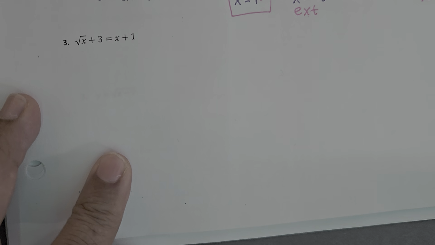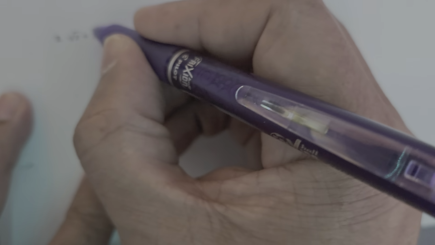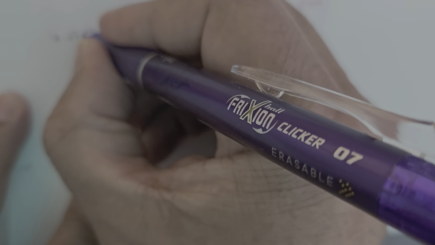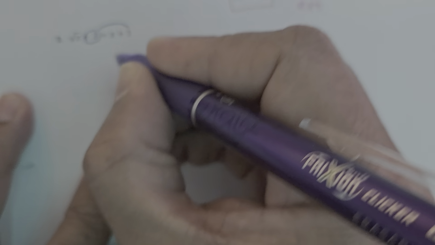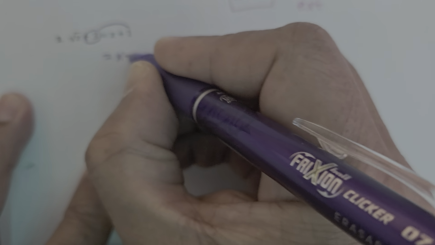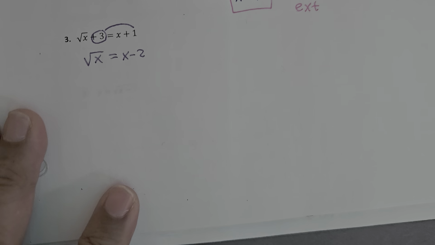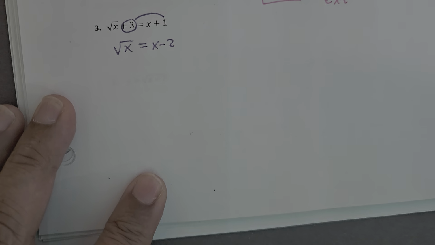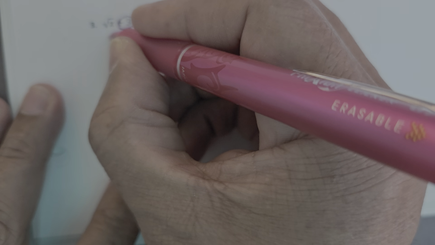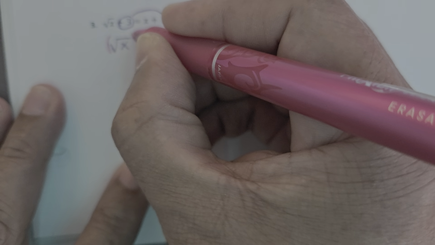For the last example, I have a plus 3, which I'm going to move to the other side, which means I'm going to subtract 3 from 1. So then this becomes x minus 2, and I have the radical isolated on this side of the equation. So once that is the case, I'm going to take the inverse of the square root, which is the square.